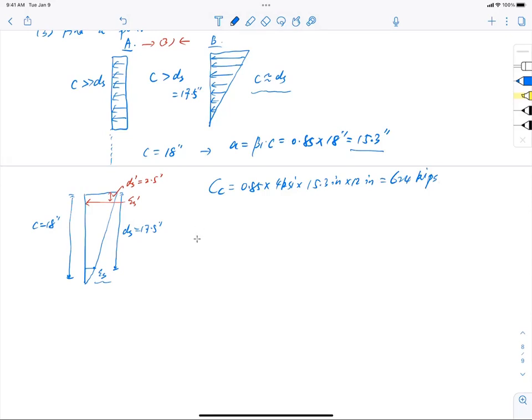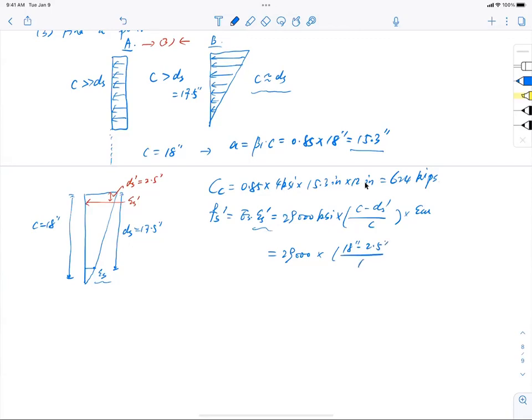Okay? Now, I'm not going to bother you with the details. So I'm just going to write quickly out Fs prime equal to Es multiplied by epsilon prime, equal to 29,000 KSI multiplied by the strain in the compression. So I know that it's (C minus ds prime) divided by C, multiplied by epsilon cu. C is 18 inches, right? 18 inches minus 2.5, divided by another 18 inches, and then 0.003. Okay, and then this number turned out to be 75 KSI.